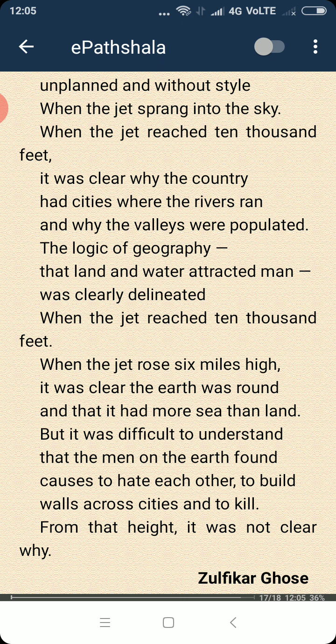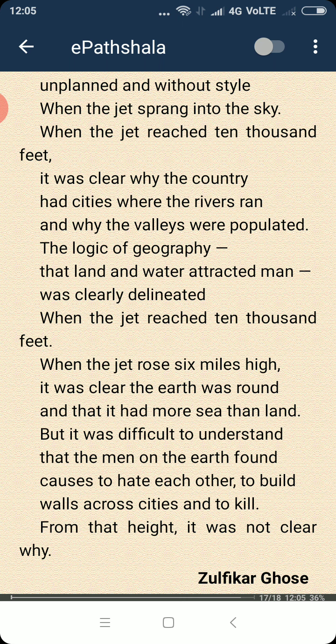When the jet reached 10,000 feet, it was clear why the country had cities, where rivers ran, and why the valleys were populated. The logic of geography, that land and water attracted man, was clearly delineated when the jet reached 10,000 feet. Now, when you go up in the sky, the logic becomes quite obvious. You can see the logic.